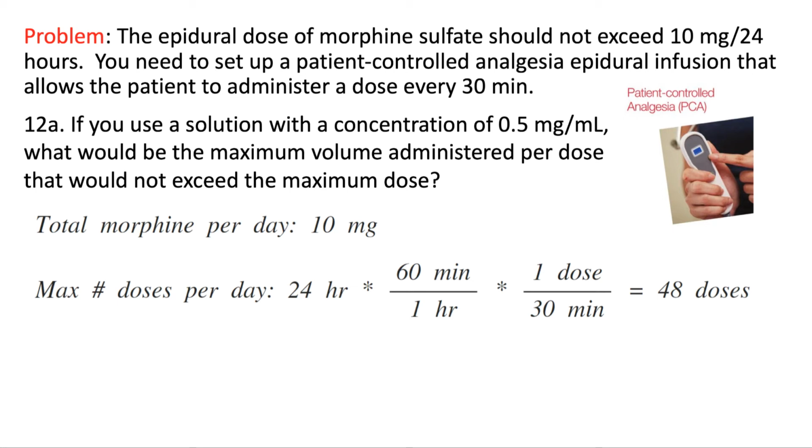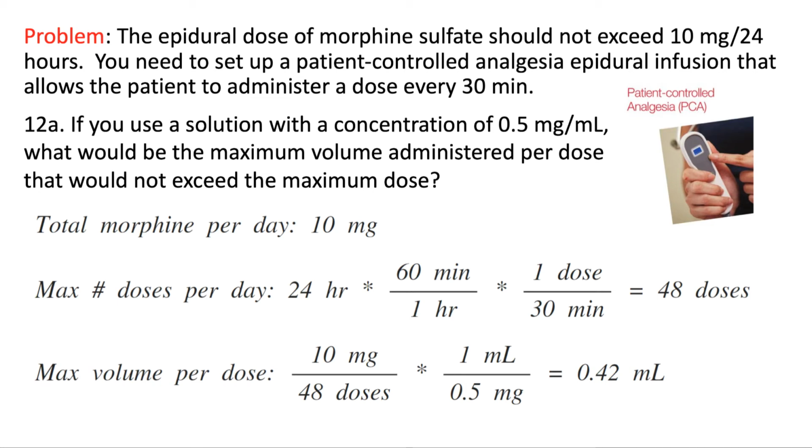So let's just relate those. The total daily dose is 10 milligrams. The total daily number of doses is 48 doses. So if we just set that up as a proportion, that is a total day, I'm going to have 10 milligrams in 48 doses. Then all I need to do is convert the milligrams to the actual volume because I was given a concentration of 0.5 milligrams per mil. So if I multiply that times 1 mil over 0.5 milligrams, milligrams cancel, and I essentially am calculating the volume in milliliters per dose. So if I do that math, I've now calculated that each time the patient hits this button, they would give themselves 0.42 milliliters.